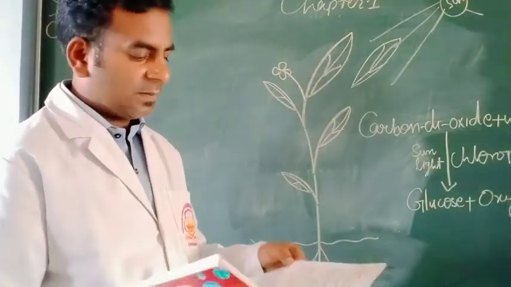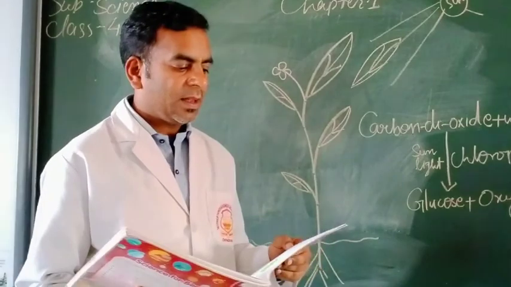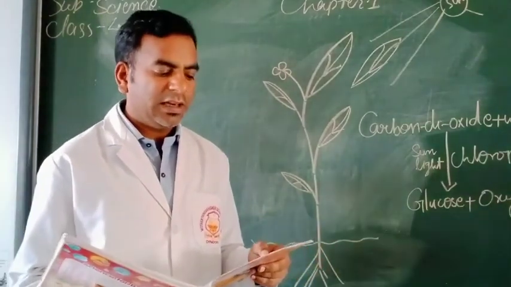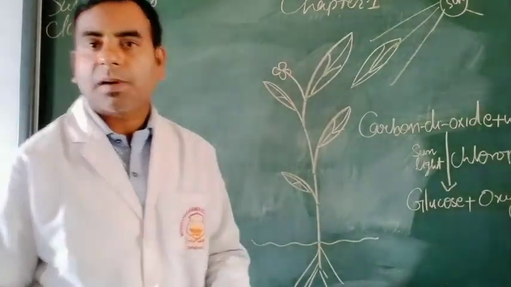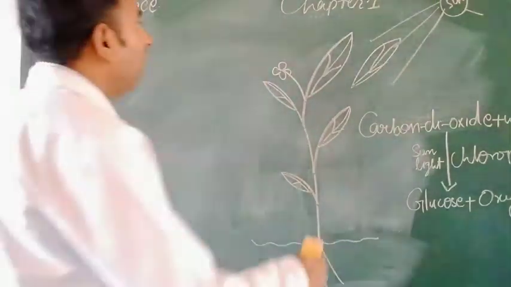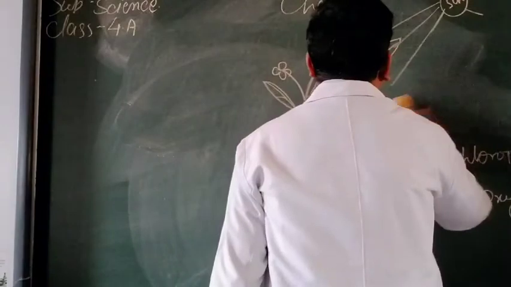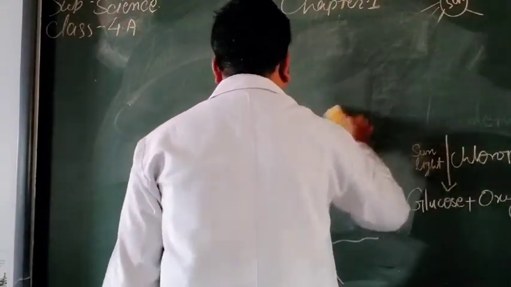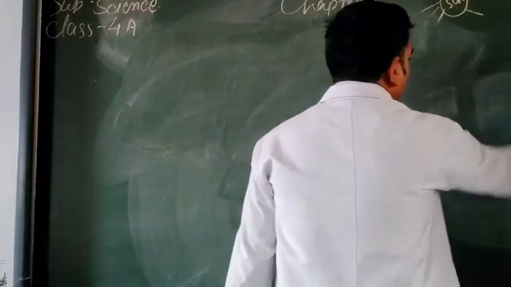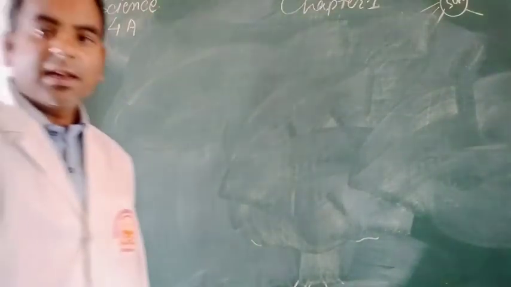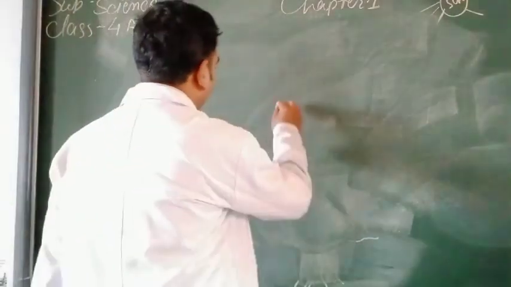Next, let us learn about the leaf, where food is made by the plant. The next diagram is of a leaf. Do all students know what a leaf is? Leaf is the kitchen of the plant.